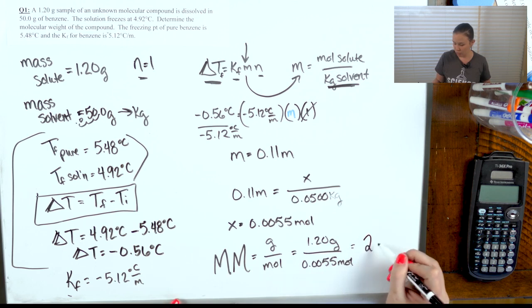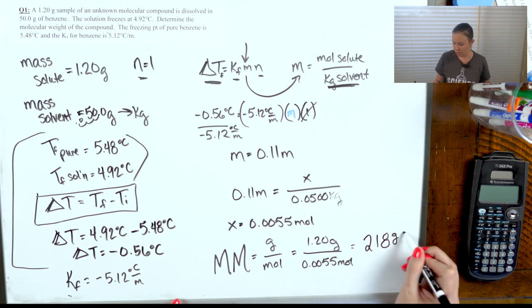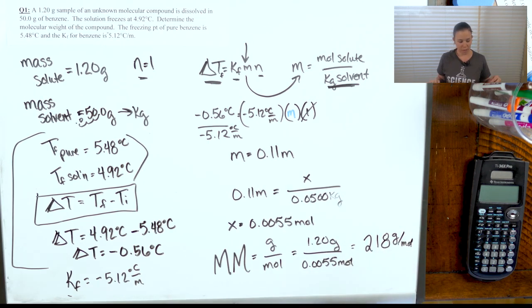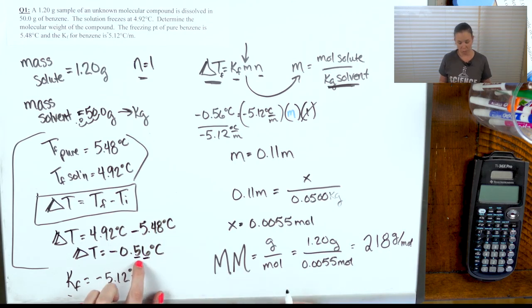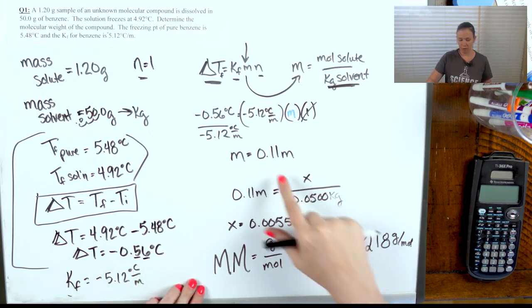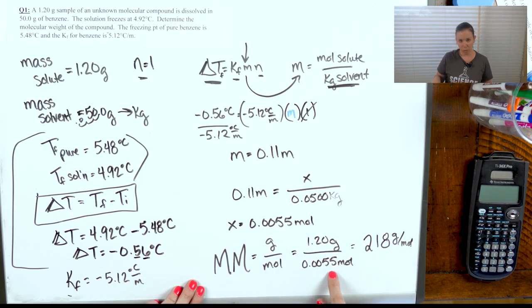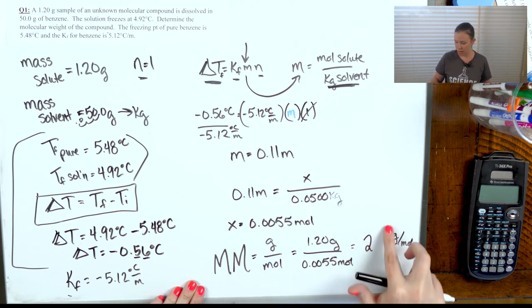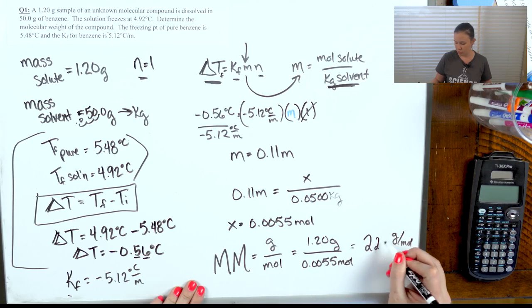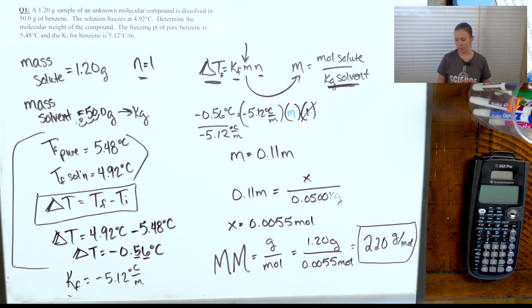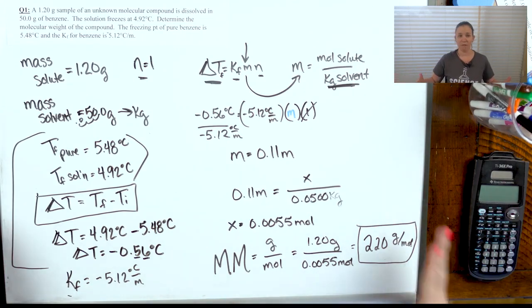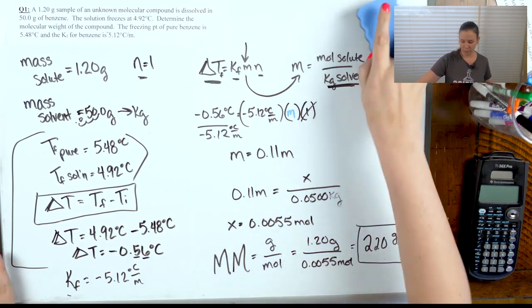And so we get 218 grams per mole. But we did have 2 significant figures coming all the way back to the delta T of 0.56. So notice I rounded my molality and my number of moles to 2 significant figures. So I'm going to want to do this as well. So instead of 218, we're going to round this to 220 grams per mole for our final answer with correct significant figures. So that's our first question. One more to go.